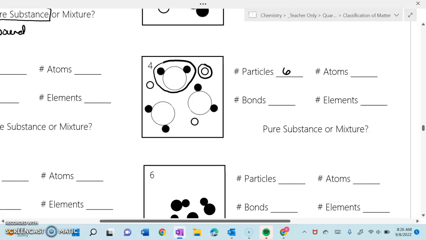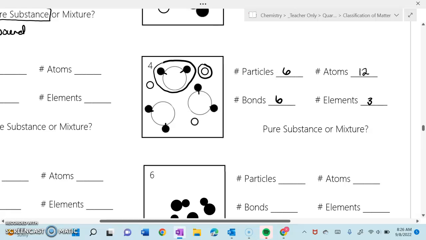Elements. We have 3 variations of shapes. We got the big circle, we got the tiny black one, and we got the tiny white one. So 3 elements present. Total atoms, let's count them. 1, 2, 3, 4, 5, 6, 7, 8, 9, 10, 11, 12. 3 on each Mickey Mouse, and then the individual 3. And bonds, 2 per Mickey Mouse. That would be 6. Okay?